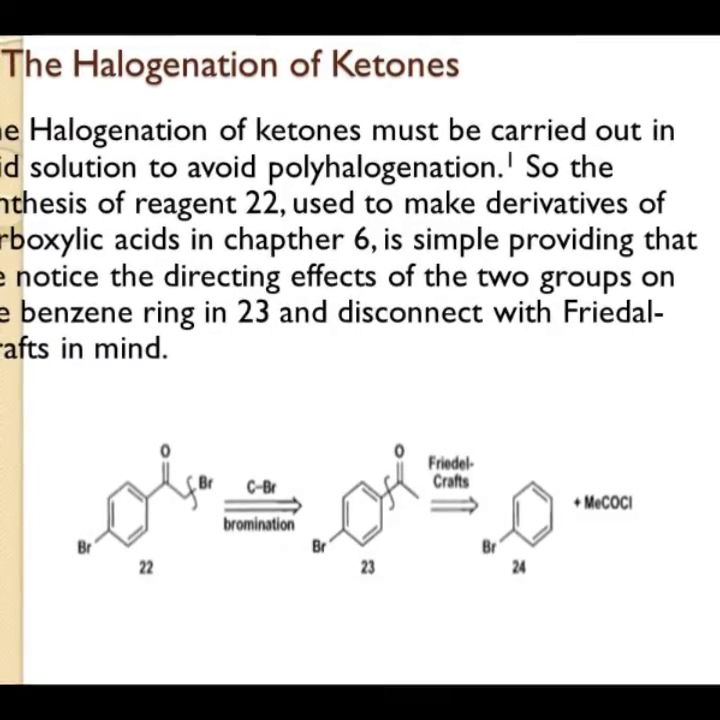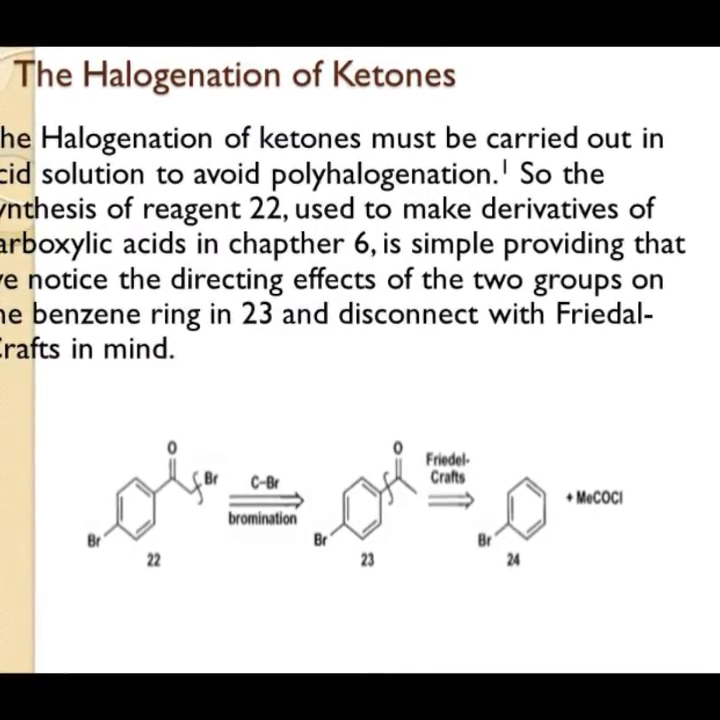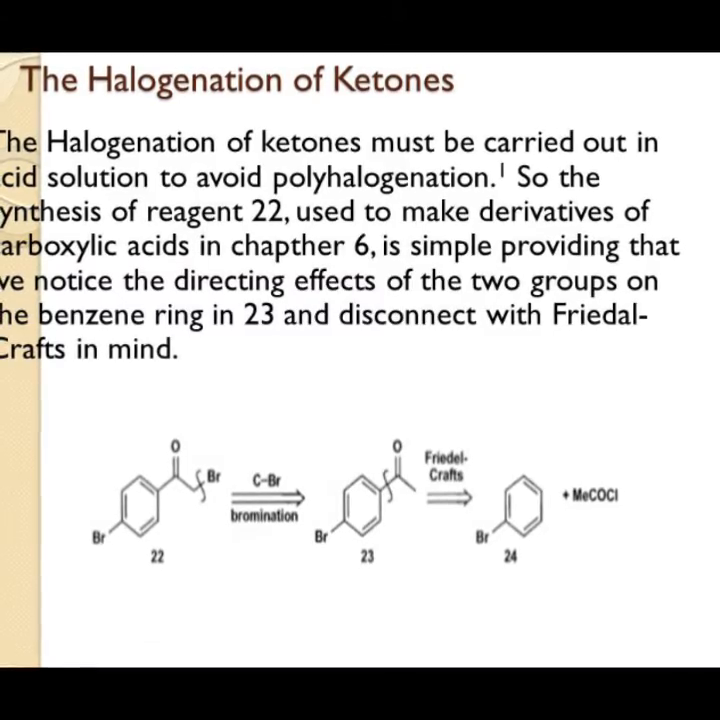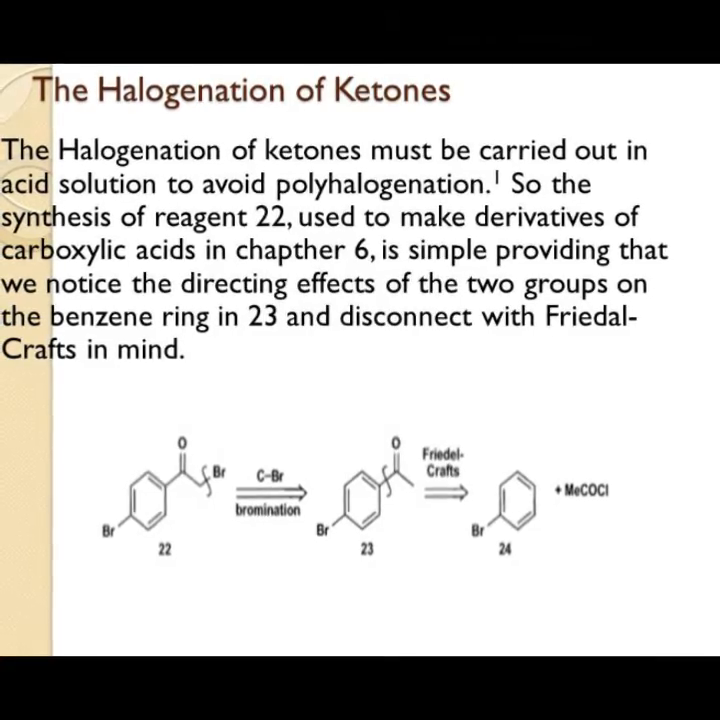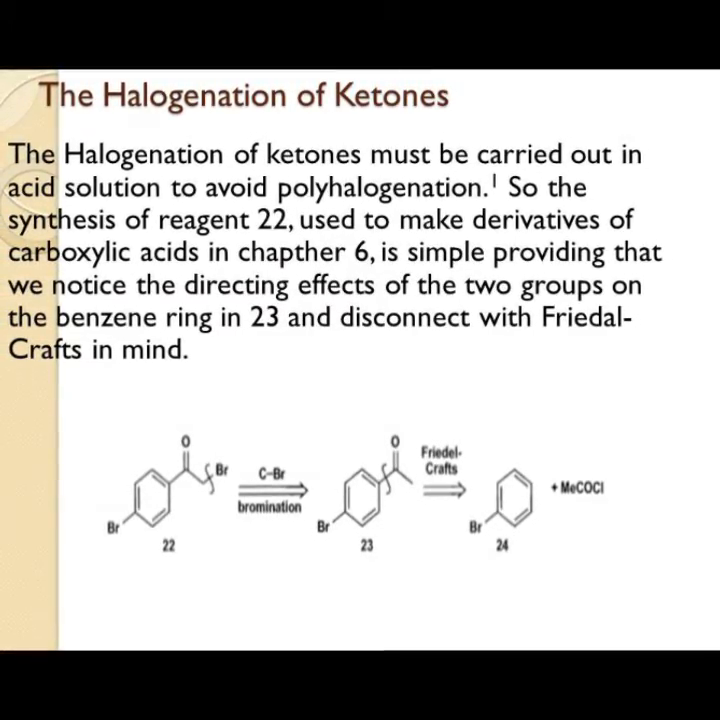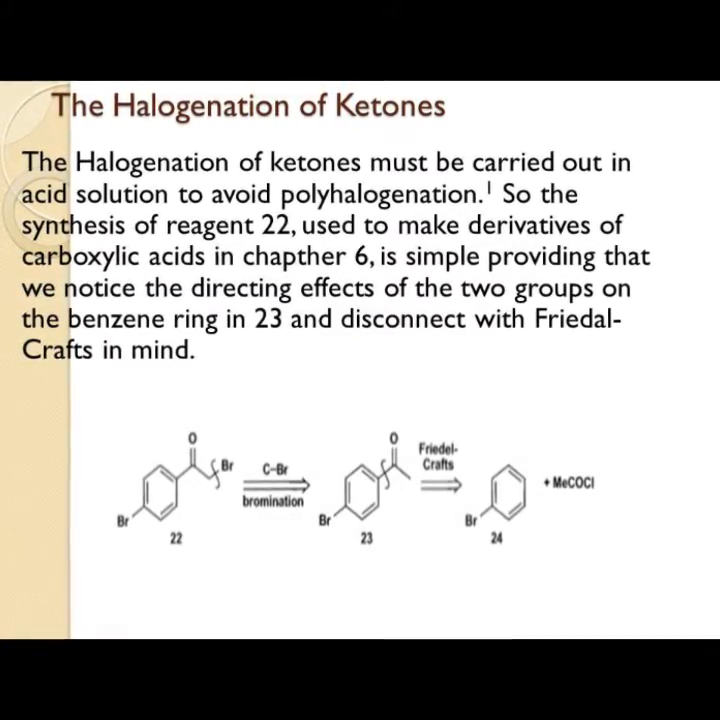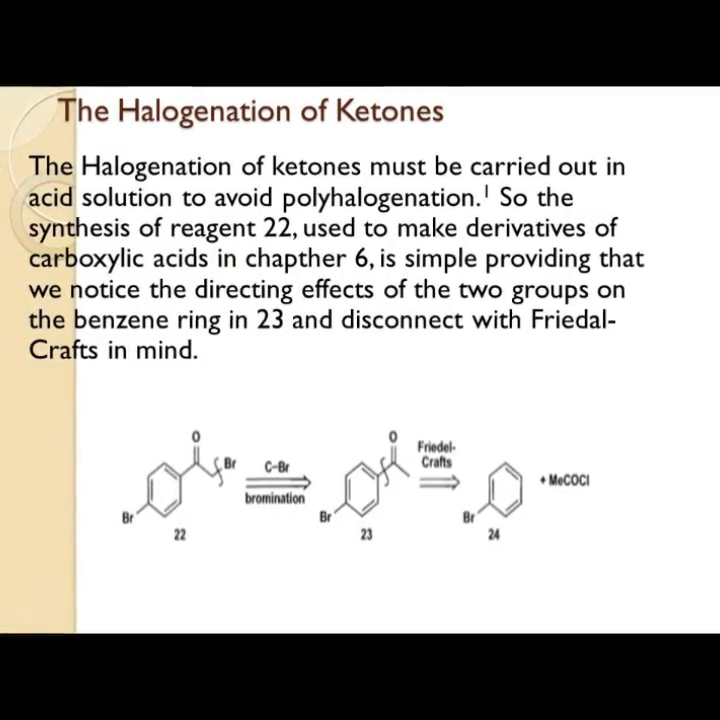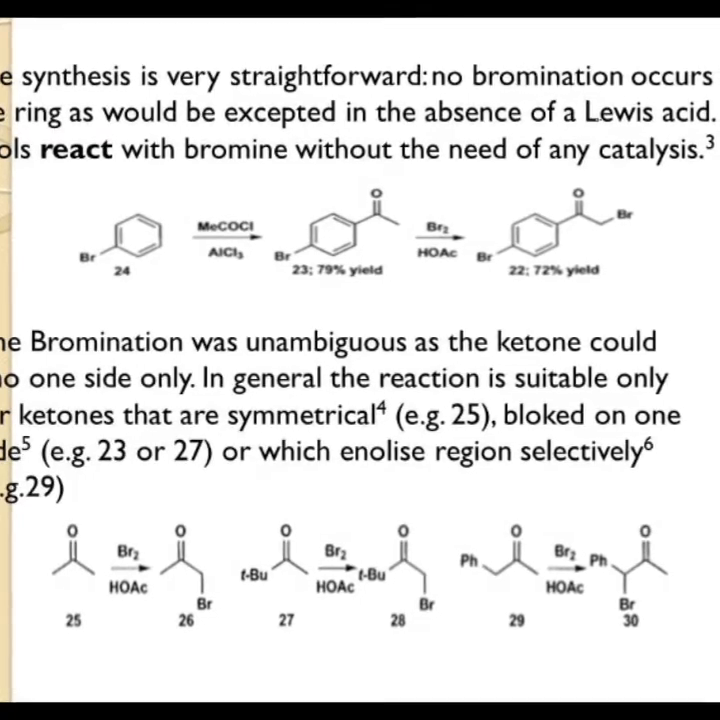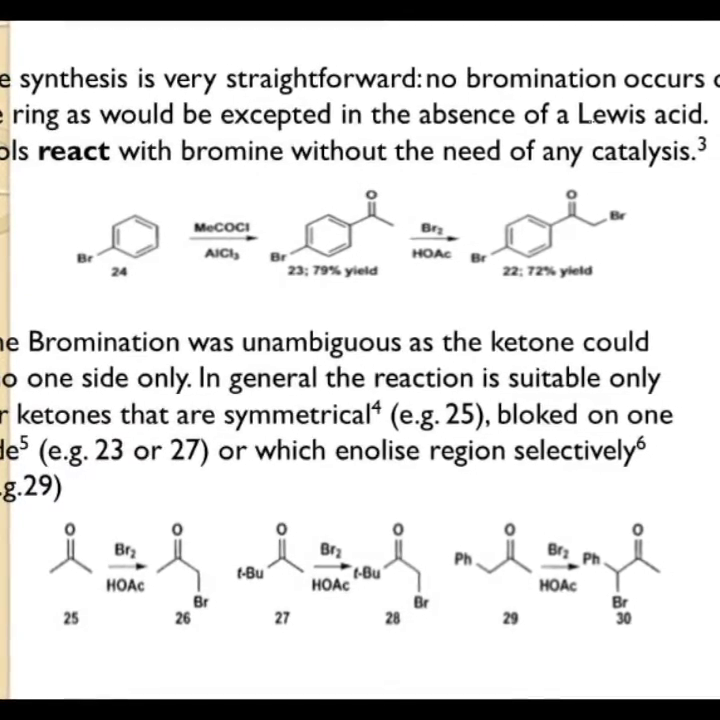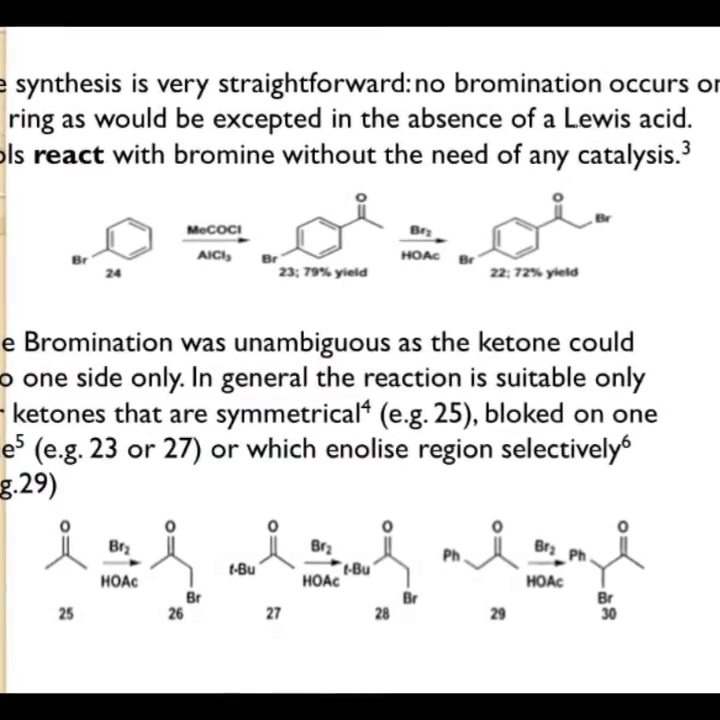The halogenation of ketones. The halogenation of ketones must be carried out in acid solution to avoid polyhalogenation. So the synthesis of reagent 22, used to make derivatives of carboxylic acids in Chapter 6, is simple providing that we notice the directing effects of the two groups on the benzene ring in 23 and disconnect with Friedel-Crafts in mind. The synthesis is very straightforward. No bromination occurs on the ring, as would be expected in the absence of a Lewis acid. Enols react with bromine without the need of any catalysis.